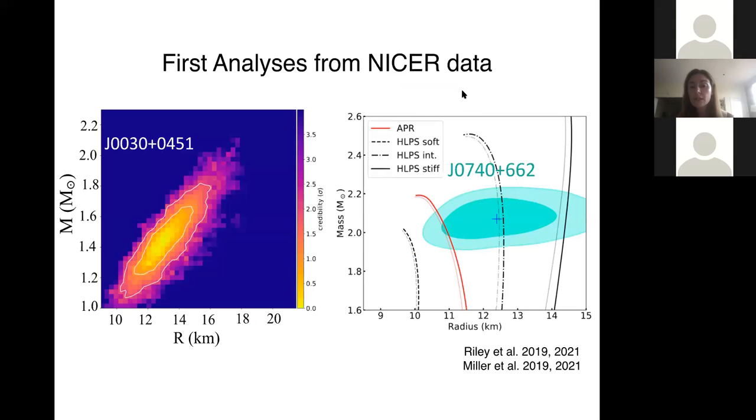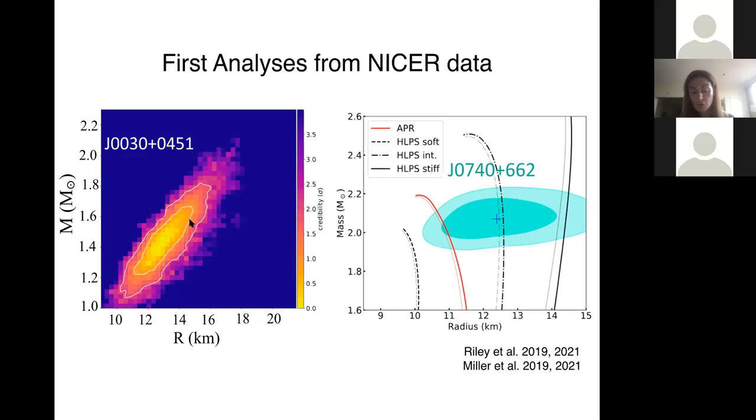The first analyses from NICER data come as two sets of papers on two sources. One source, 0030, does not have an independent mass measurement through timing. Therefore, you see these correlated uncertainties in mass and radius. And I want to also point out that this is a very, very large scale on the x-axis, going from 10 to 20 kilometers, to basically neutron star radii that aren't really interesting.